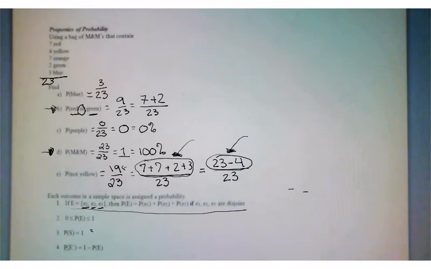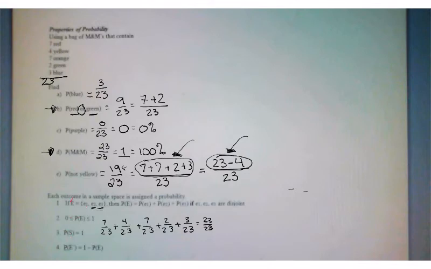So if we take the probability of all those smaller events, the probability of getting a red, the probability of getting a yellow, the probability of getting an orange, probability of getting a green, probability of getting a blue. These are all the smaller events that make up our all-encompassing capital E, or being in our sample space. If we add up all those probabilities, notice what we get. 23 over 23, or 1 whole. So this is just saying the chances of being in your sample space are 1 or 100%.